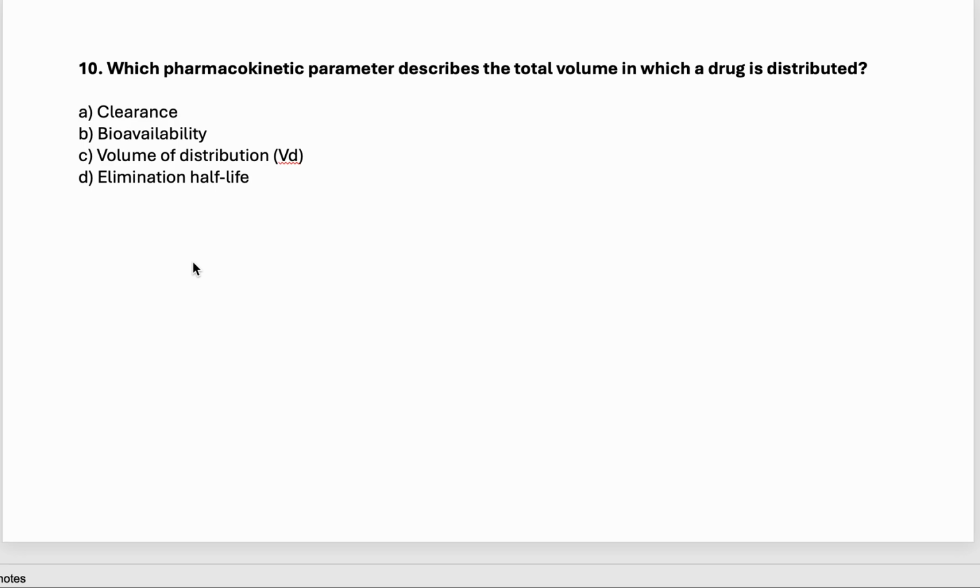A. Clearance, B. Bioavailability, C. Volume of distribution, or D. Elimination half-life. Yeah, perfect.